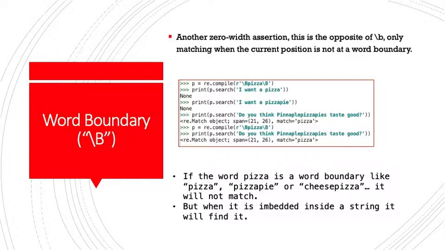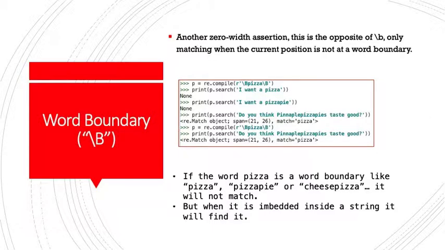Now we search I want pizza and we get none. We then try I want pizza pie and we still get none. The condition is not satisfied. There is a boundary that is space or alphanumeric. Now we try one that we do expect to match. Do you think pineapple pizza pies taste good? And you see the word pizza is embedded in pineapple pizza pies. So exactly then do we get the match.